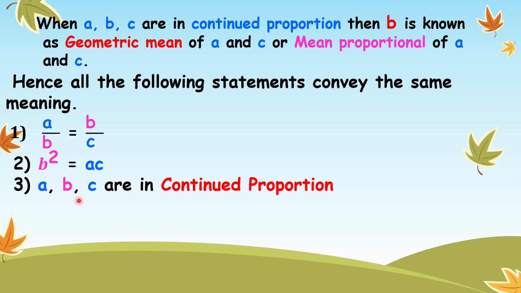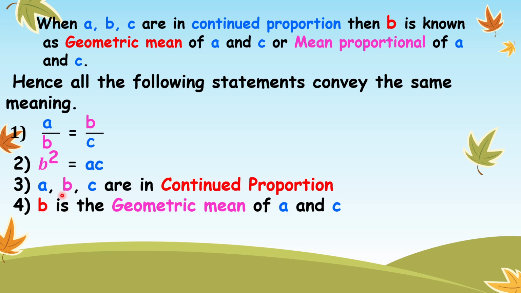These three meanings are same. Or B is the geometric mean of A and C.